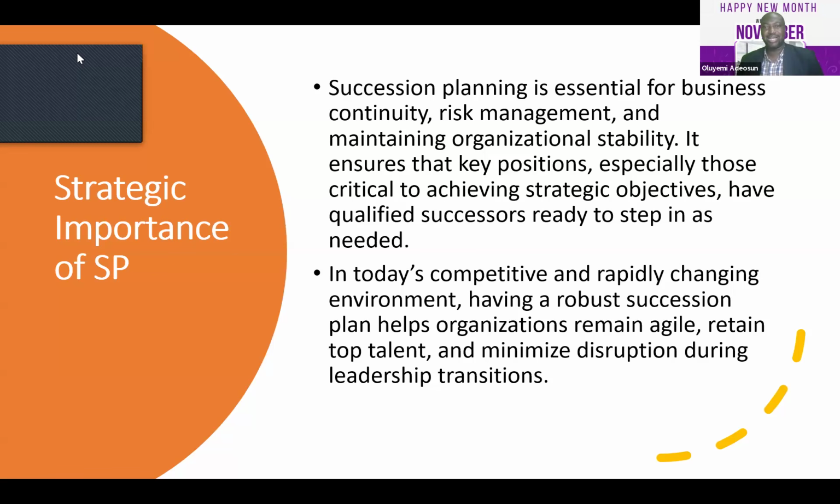Ladies and gentlemen, it is required to maintain organizational stability. It ensures that key positions, especially those critical to achieving strategic objectives, have qualified successors ready to step in as needed. Now, let me also quickly say this here. Sometimes when you are grooming successors for senior level roles, your company or organization may find themselves setting up new businesses, new subsidiaries.